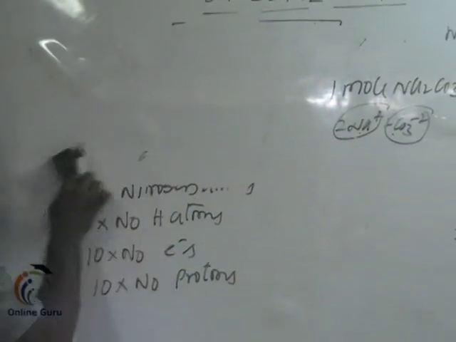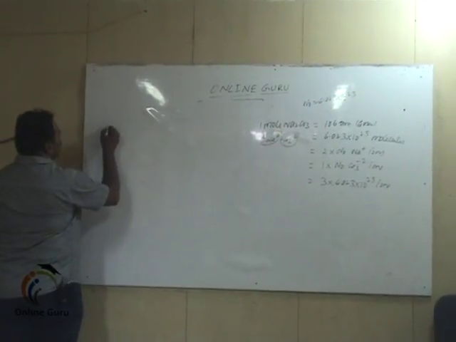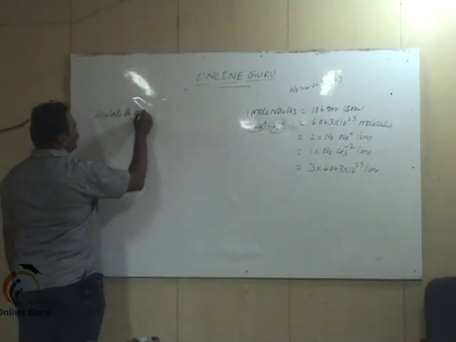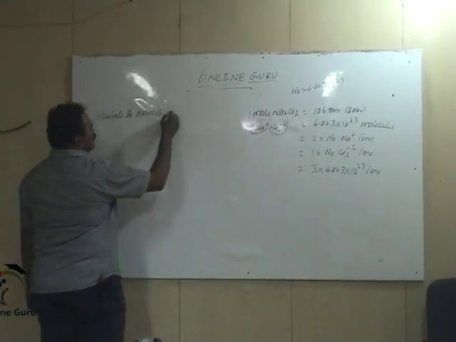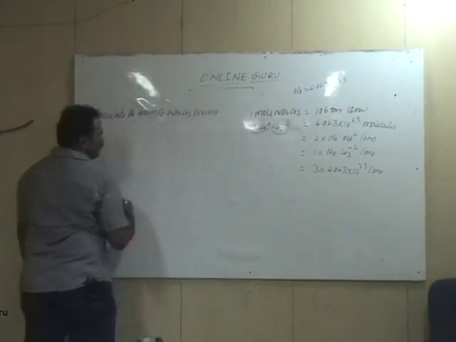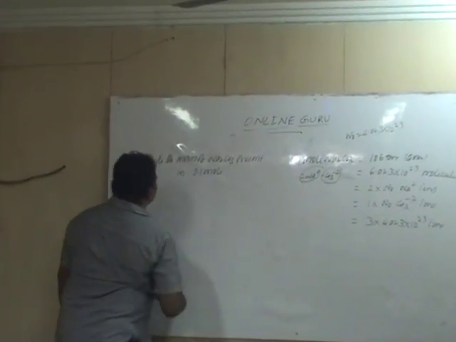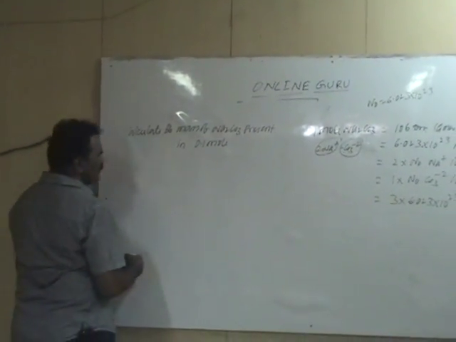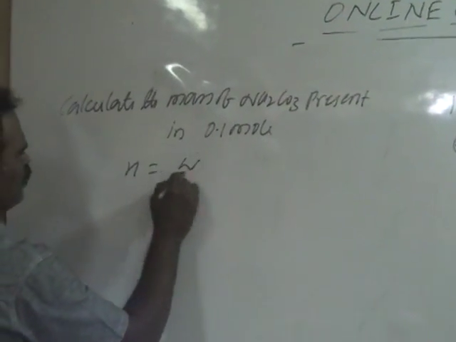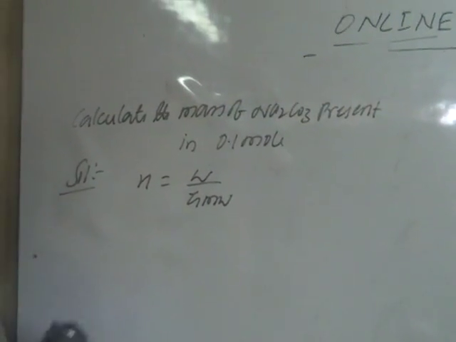Based on that, suppose we calculate the mass of sodium carbonate Na2CO3 present in 0.1 mole. Number of moles equals weight by gram molecular weight.